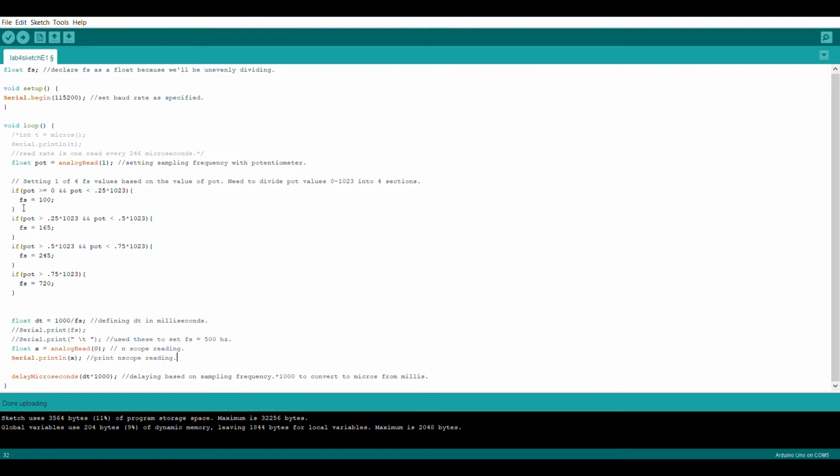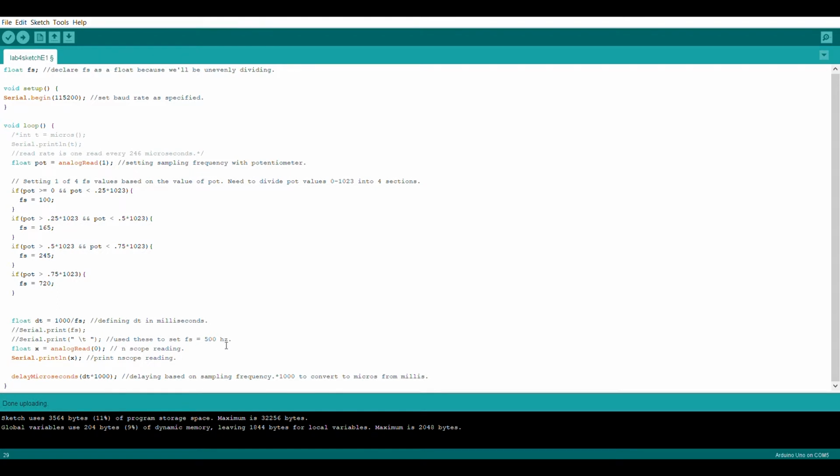Then, to divide fs into 4 values really, I needed 4 regions from 0 to 1023 for each value. I used if statements to assign those frequencies to ranges of the potentiometer input, which are these right here. Then down here, I floated dt 1000 n times 1000 to make it milliseconds.